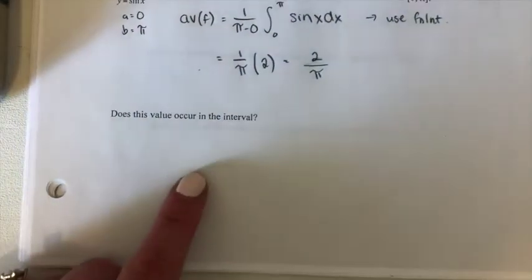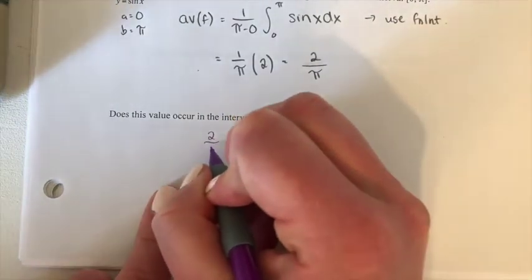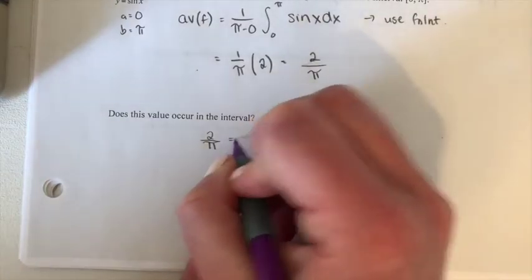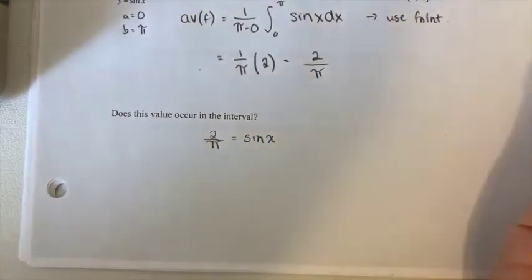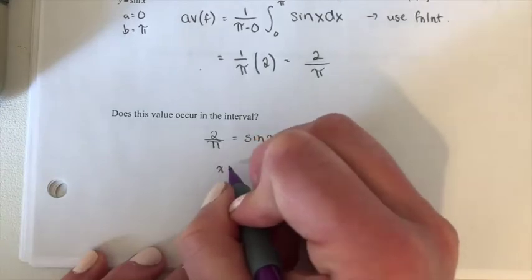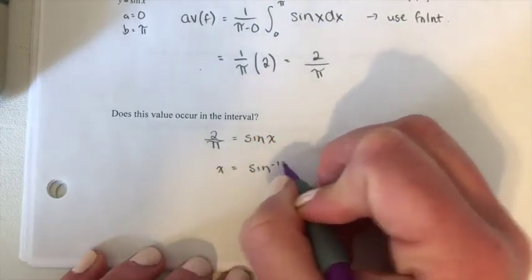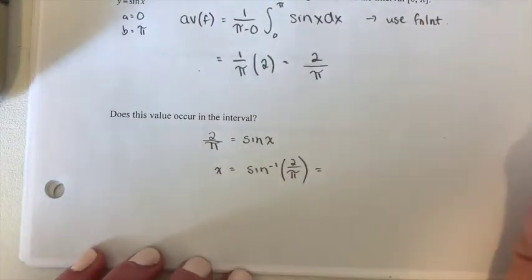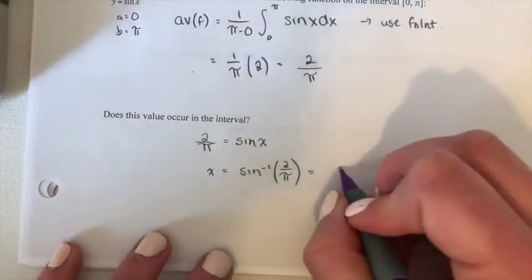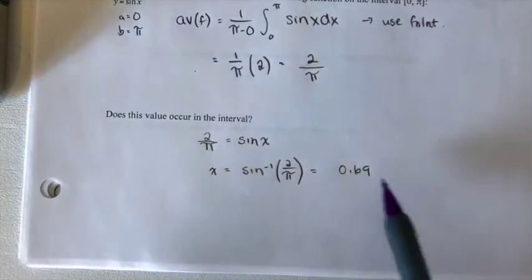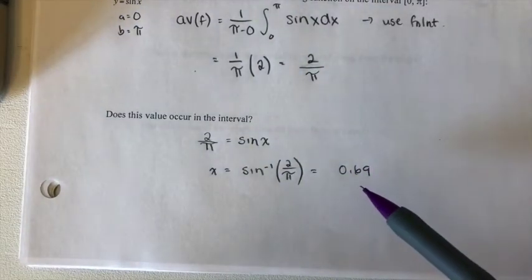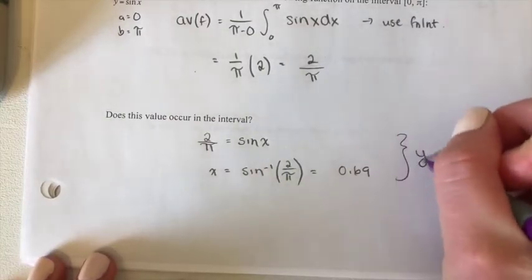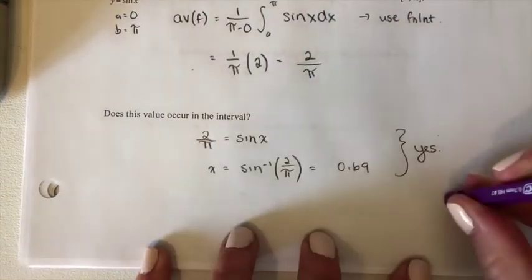Does this value occur in the interval? We set that equal to the y value and solve for x. So then x is going to be equal to sine inverse of 2 over pi. Everything should be in radian mode, FYI. So this is 0.69. That is indeed in between 0 and pi. So yes.